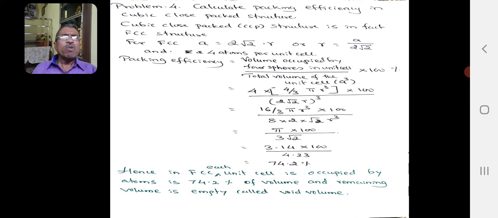Coming to another type of problem called the packing efficiency. Calculate packing efficiency in cubic close packed structure. As I have said, the cubic close packed structure is in fact nothing but face centered cubic structure. Here you have to calculate in a cube how much space is occupied by the atoms and how much space is empty. That is called packing efficiency.